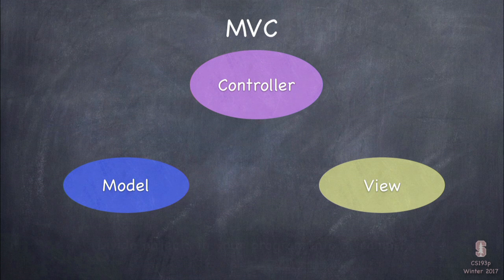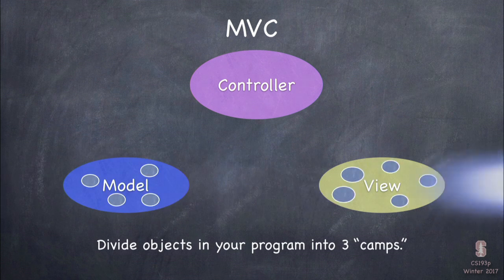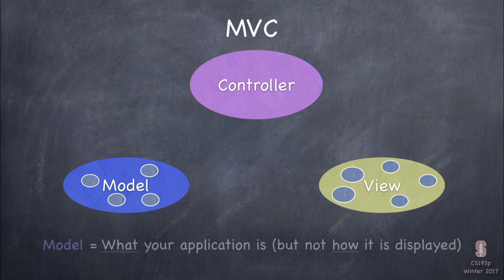Basically, it starts out being a way that we divide up all of the code in our app into three different camps. These three different camps are the model camp. The model is the what of your app, so what your app is. In the calculator case, it's the brains of the calculator. It's a thing that calculates. That's the model. And that's the UI independent part. It's what the app is, not how it displays or anything like that.